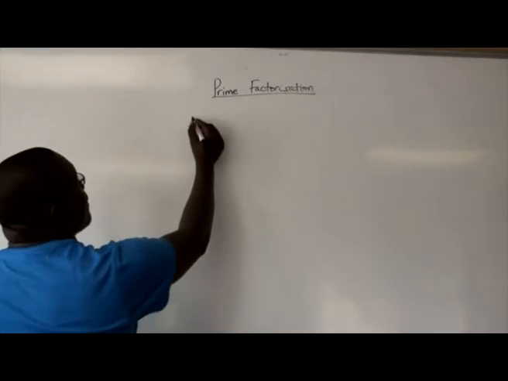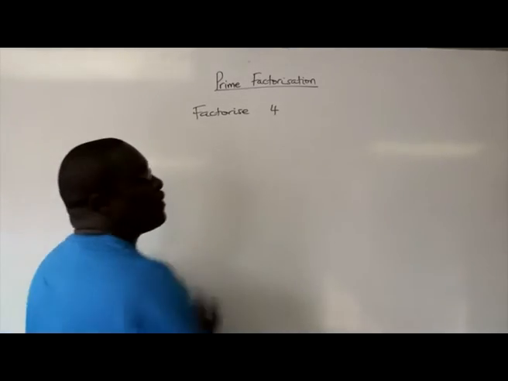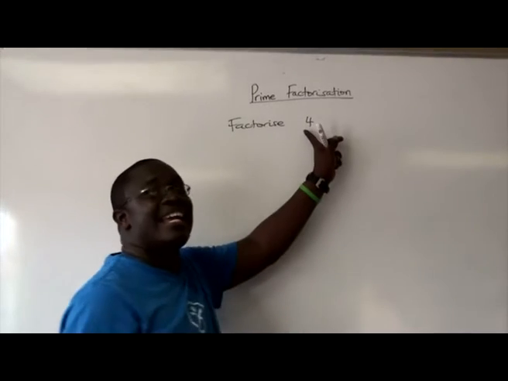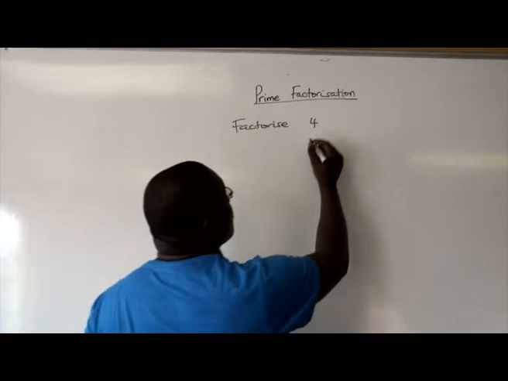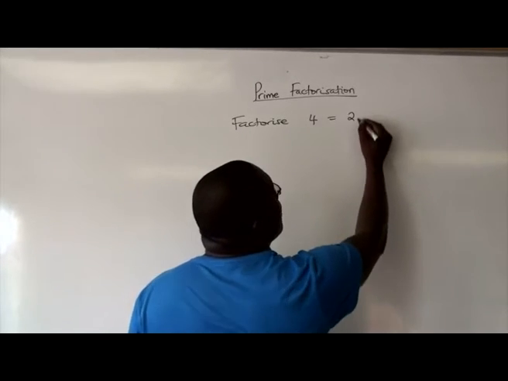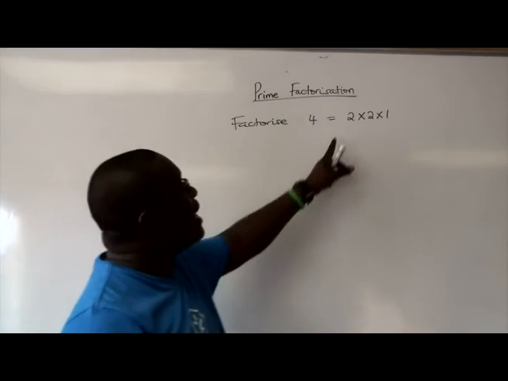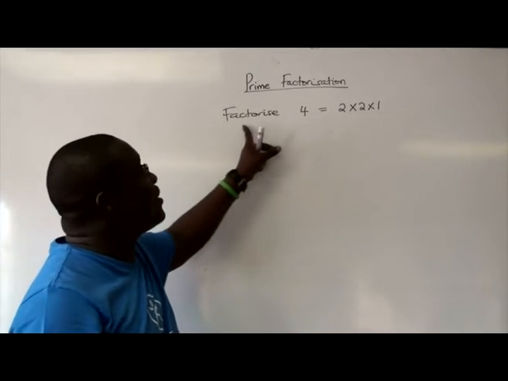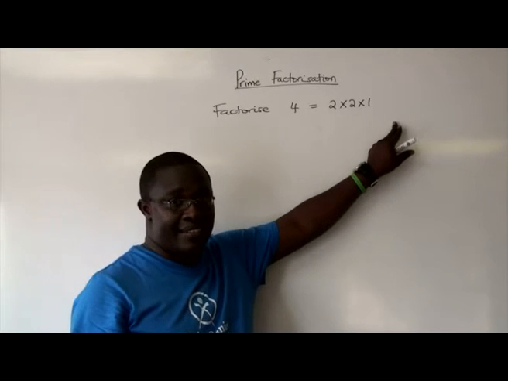So let's say factorize 4. All you're saying is express 4 as a product of its factors. Then we ask ourselves, what are the factors of 4? You have 2 and 2 and 1. If you multiply 2 times 2 times 1, you're going to get 4. So basically, you have factorized 4.